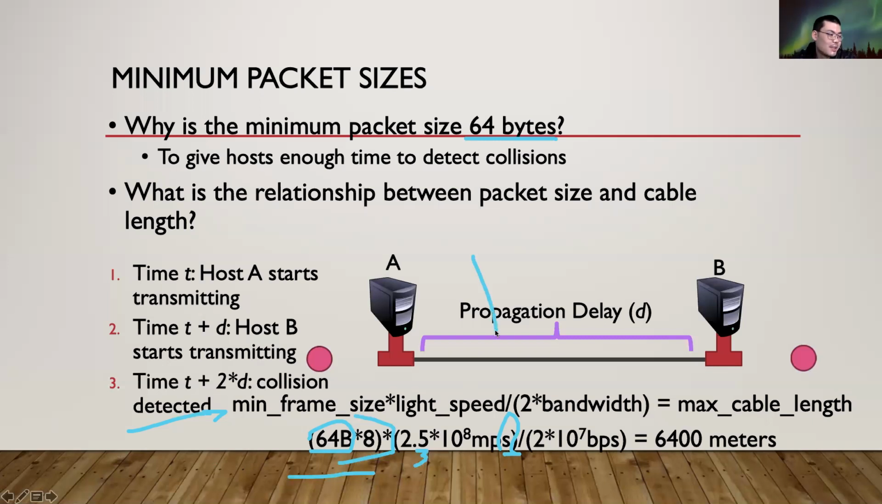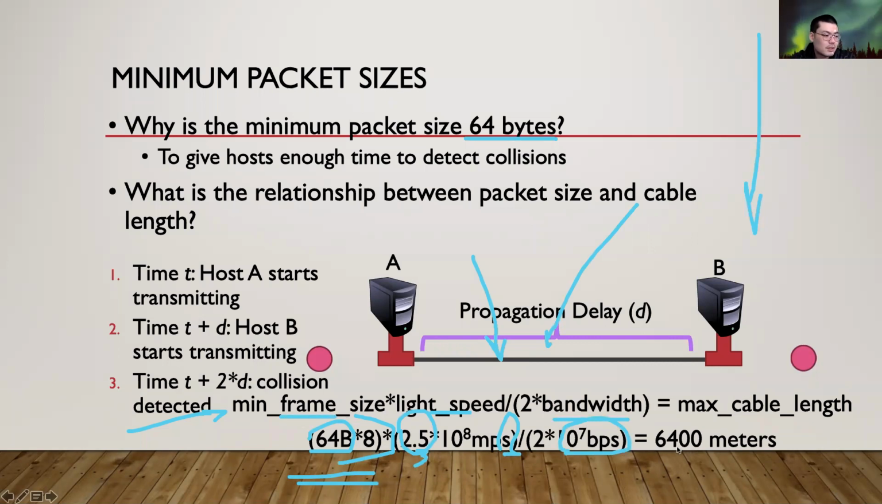Because the medium is not empty, it's not an empty space. There are still some blocks, maybe molecules, atoms. So the speed will be a little bit lower than light speed. This is the light speed, this is the frame size, and we divide by 2 times the bandwidth. We know that the bandwidth is 10 megabits per second, assuming this is the target Ethernet.